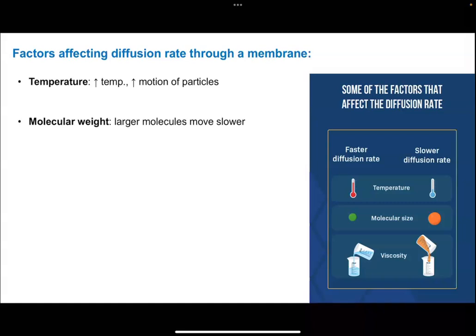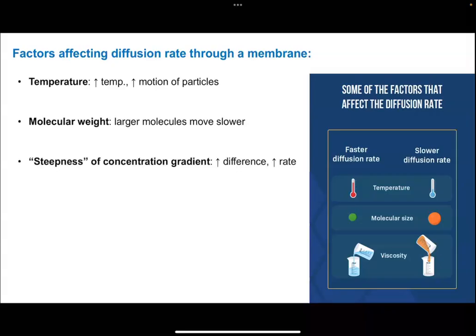The weight of a molecule. A larger molecule is going to move slower than a smaller molecule. So you can just think simply of mass. Something that has more mass is going to take more time to get somewhere than something that has less mass comparatively.